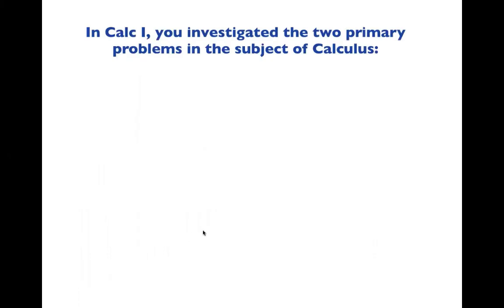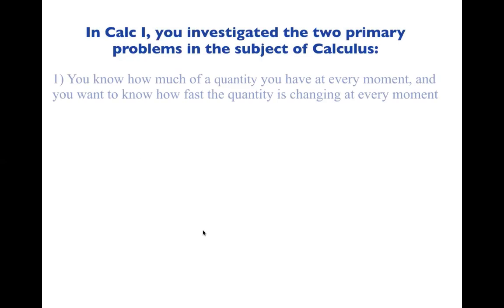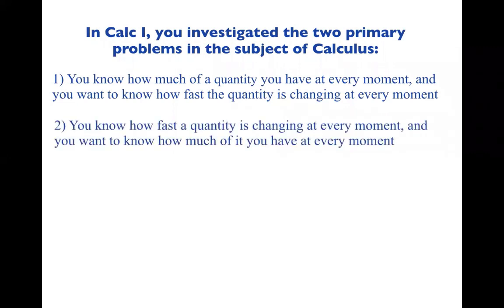All right, so in Calc 1, you investigated two primary problems in the subject of calculus. Whether you knew it or not, this is what you were doing. The first: you know how much of a quantity you have at every moment, and you want to know how fast that quantity is changing at every moment. This was one of the things you were looking at in a broad, general sense. And then the other: you know how fast a quantity is changing at every moment, and you want to know how much of it you have at every moment. So it's the flip, the reverse of the first. All of basic elementary calculus boils down to these two problems, or these two endeavors.